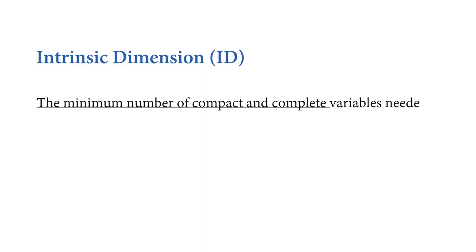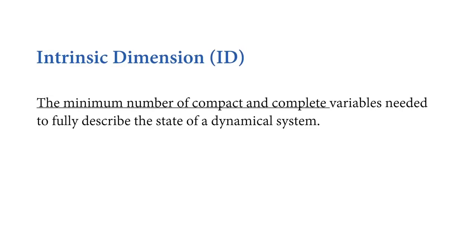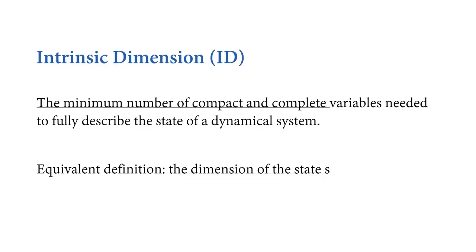The first concept we want to retrieve from the dynamical system is its intrinsic dimension. In general, the intrinsic dimension refers to the minimum number of compact and complete variables needed to fully describe the state of a dynamical system. In a more quantitative way, the intrinsic dimension can be equivalently defined as the dimension of the state space as a manifold in the ambient space.